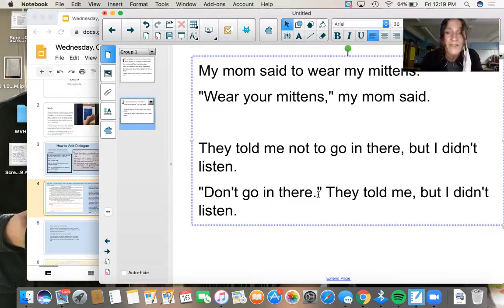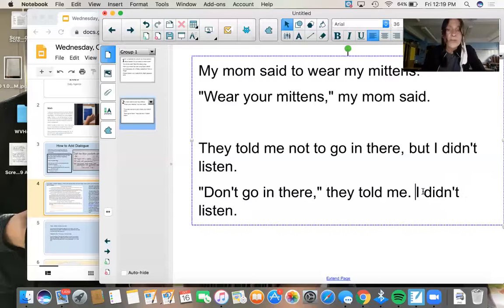It's "Don't go," because this is all one sentence. "Don't go in there," they told me, "but I didn't listen." It should look like this. "Don't go in there," comma, because that's not a period. This doesn't get a capital letter. So "Don't go in there," they told me, "but I didn't listen." I could do it. "Don't go in there," they told me, period. And then just write, "I didn't listen." Well, this isn't allowing me to move that cursor. "Don't go in there," they told me. "I didn't listen."